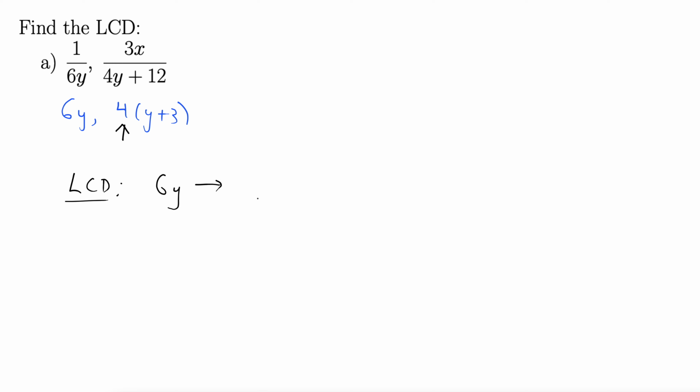Okay, so what if we go up to 12? Now let's go to 12y. Now 12y includes 6 and 4. If we just multiplied 6 and 4 together and got 24, that would be a common denominator, but it would not be the least common denominator. So you don't want to go overboard and just start multiplying everything together. You want to find the smallest number that both 6 and 4 divide.